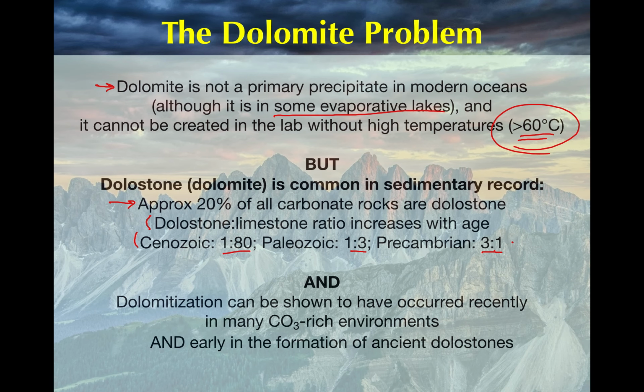But the real big problem is that we can find very recent sedimentary deposits near the surface of modern sedimentary environments that have been dolomitized. Rocks that were originally made of calcite have been converted to dolomite fairly recently in many carbonate-rich environments. And with a lot of ancient dolostones, we can also infer that those were converted to dolomite fairly readily as well. So let's talk a little bit about why dolomite doesn't form.